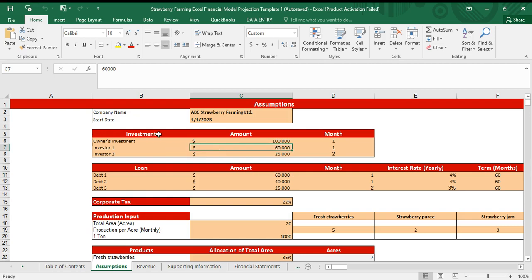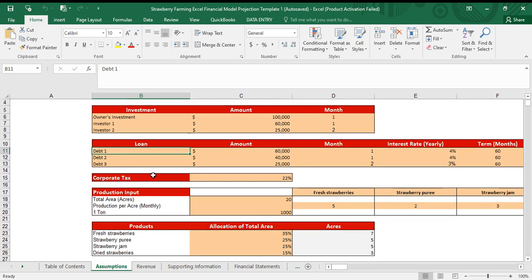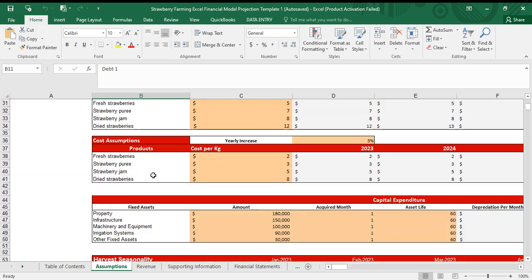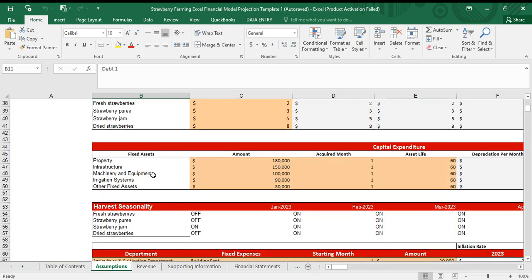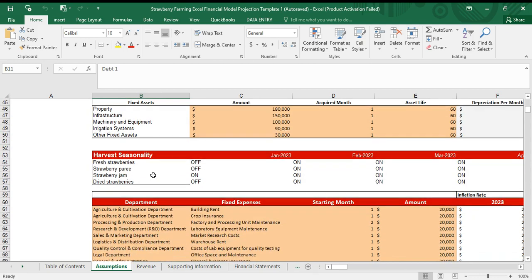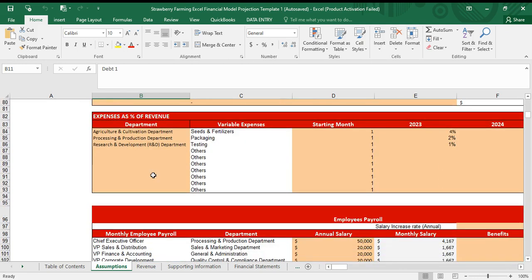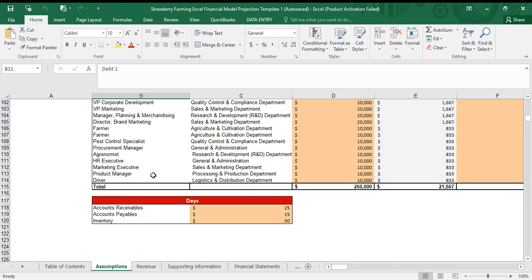In this assumption sheet, we have included tables for investment, loan, corporate tax, production details, revenue and cost assumptions, capital expenditure assumptions, harvest seasonality, fixed expenses as well as variable expenses, employee payroll, and the days for accounts payable, receivable, and inventory.